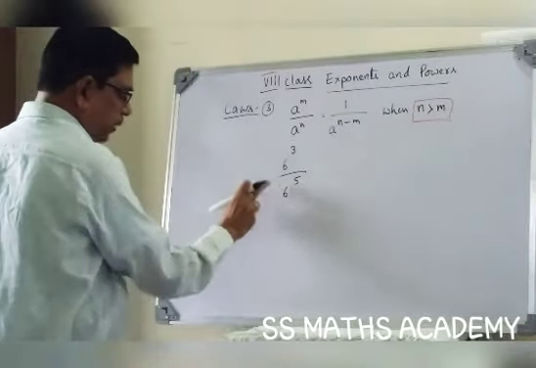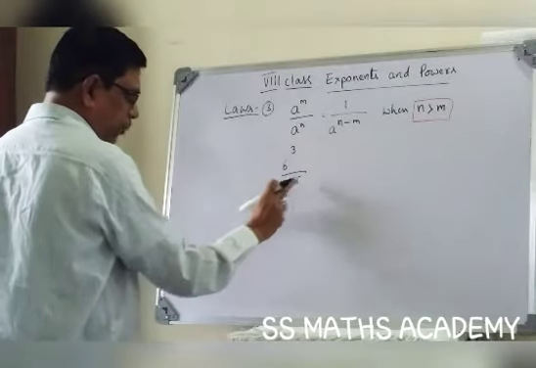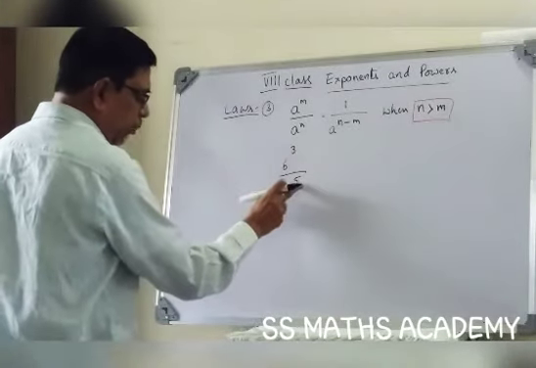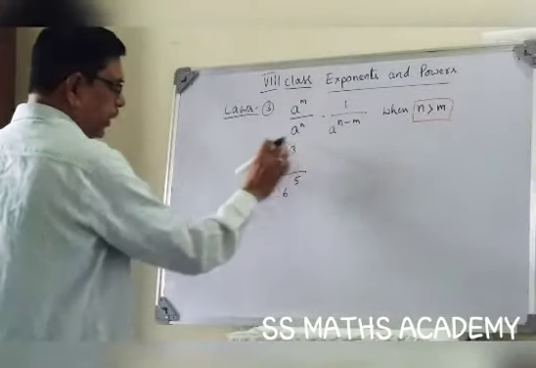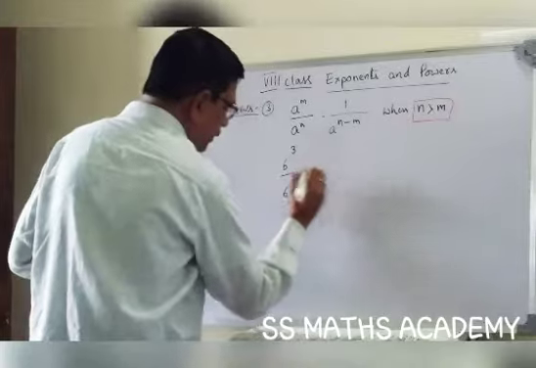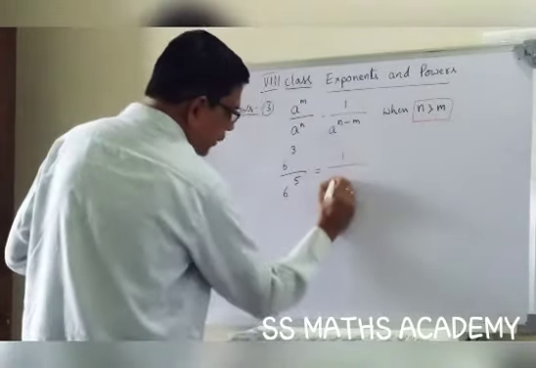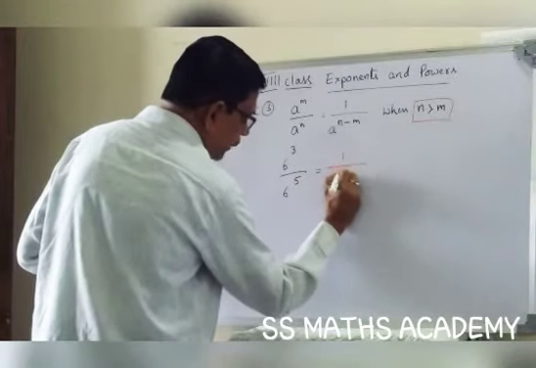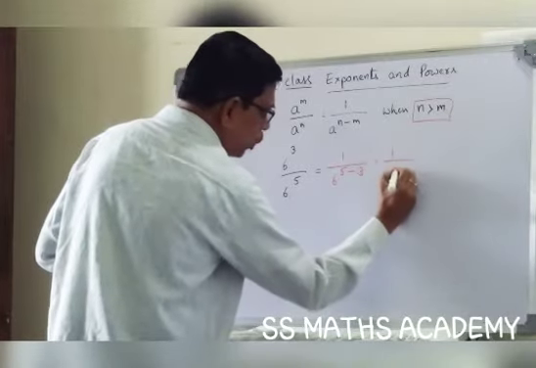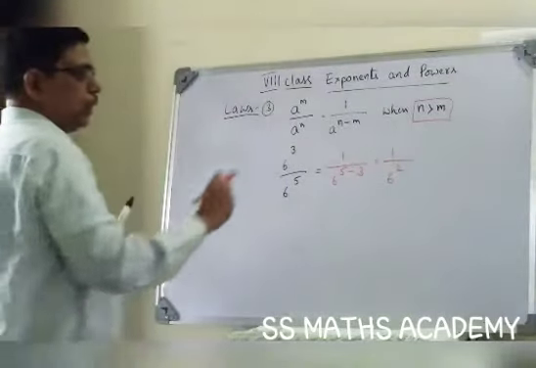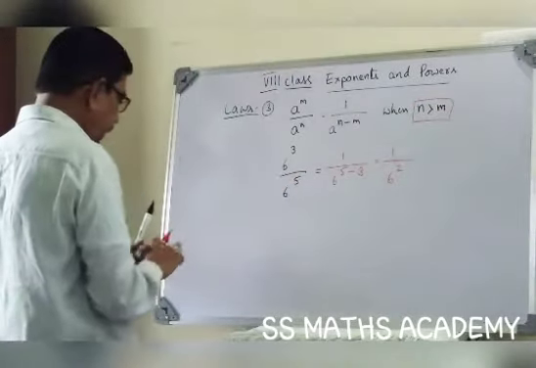Here the base is 6, the power is 3, and the base is 6, the power is 5. But here the power of the denominator is more than the numerator. 5 is greater than 3. So when we come across a case like this, we have to write 1 by 6 to the power of 5 minus 3. Remember. So that is equal to 1 by 6 to the power of 2. So in this case, n is greater than m, that is 5 is greater than 3.